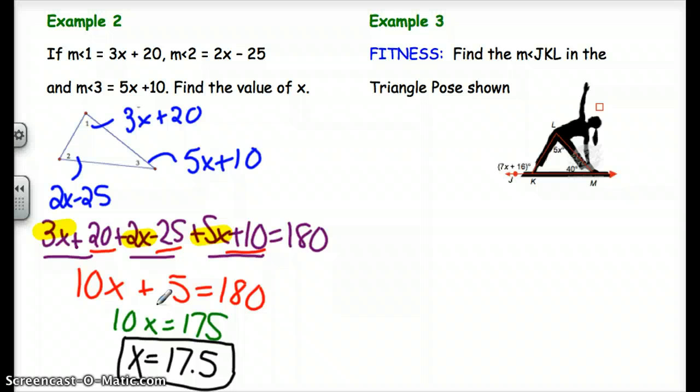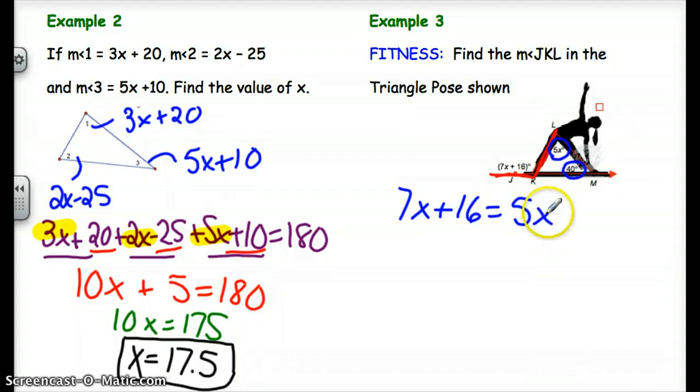My last problem, my last example is a fitness problem, and I'm looking for the measure of JKL. So JKL is right here. That is an exterior angle. Remember, the exterior angle is equal to the remote interior angles added together. So I'm going to take my 7x plus 16 equals 5x plus 40. This time, I don't know if you guys are noticing, but I can't do this straight line. I don't have any idea what that angle is. I'm not going to be able to do the 180 trick. I must do my exterior angle theorem.